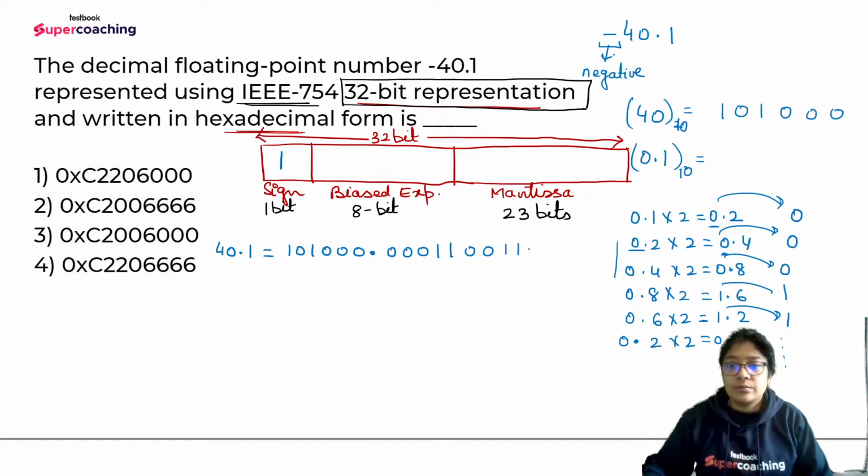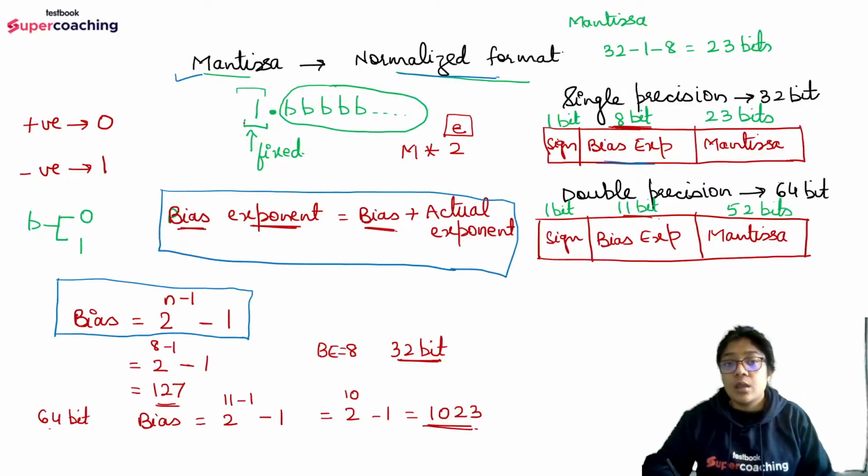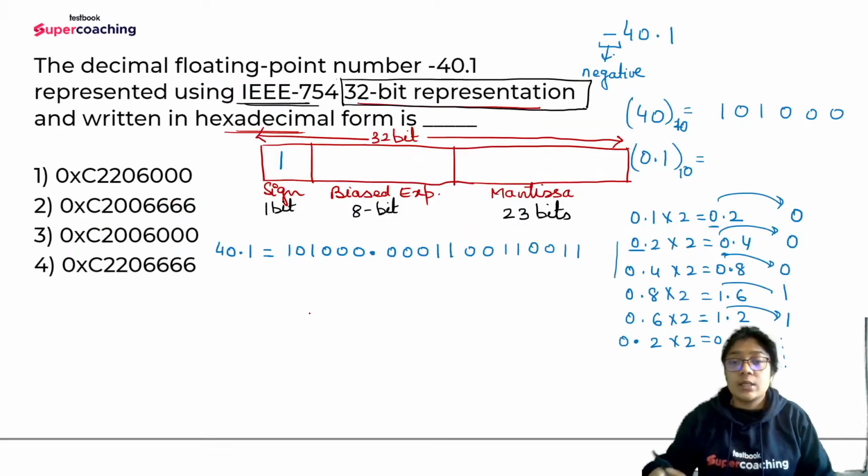Now here just we need to represent this number in the normalized format. Is this in the normalized format? This is not in the normalized format because in the normalized format there should be only one digit before the decimal. You can see here in the normalized format decimal से पहले आपके पास एक ही digit होना चाहिए and that must be 1. So let's convert this. कैसे convert करेंगे?